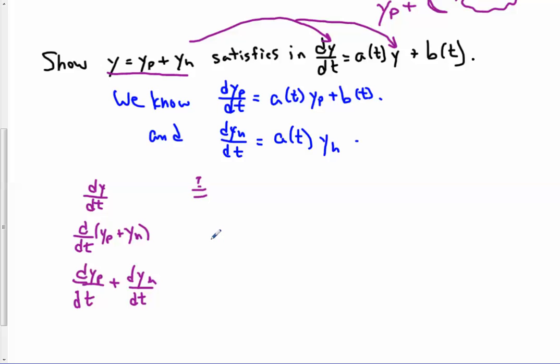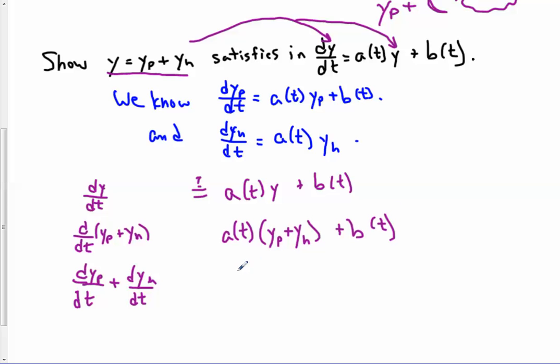Okay. And on the right-hand side now, we have a of t times y plus b of t. Now let's plug in our y, which is yp plus yh. Okay, and I'll distribute the a of t. So a of t yp plus a of t yh, and then we still have the plus b of t. And the question is, does this equal this?